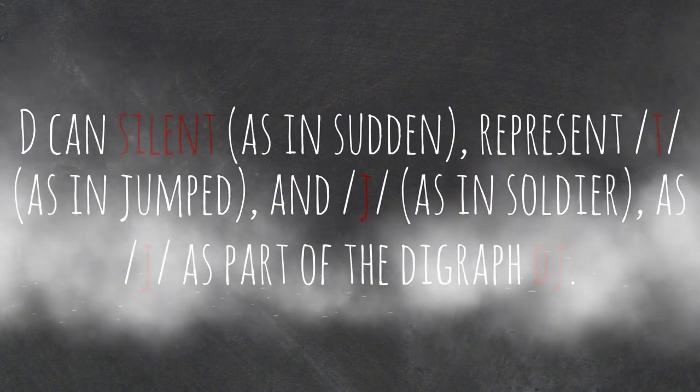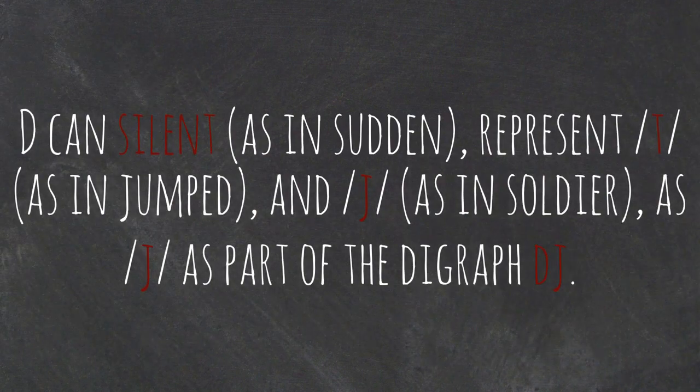So, the way we can generalize this is that D can be silent, as it is in sudden, which, if you're paying attention, is one of those words in which 2 like consonants appear together and only one is sounded. So that's the silent letter pattern for D. It can represent T as in jumped, and J as in soldier, and J as part of the digraph DG. So, D. Slightly irregular, but only minor.